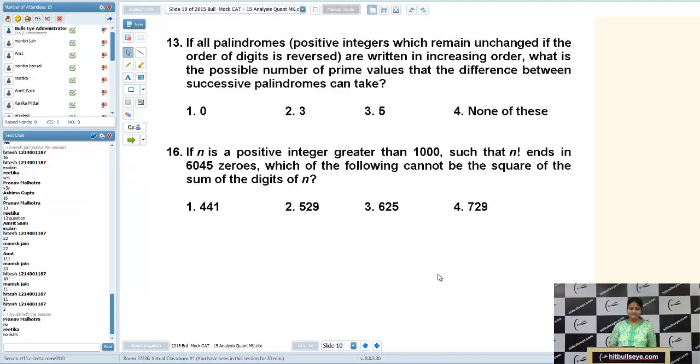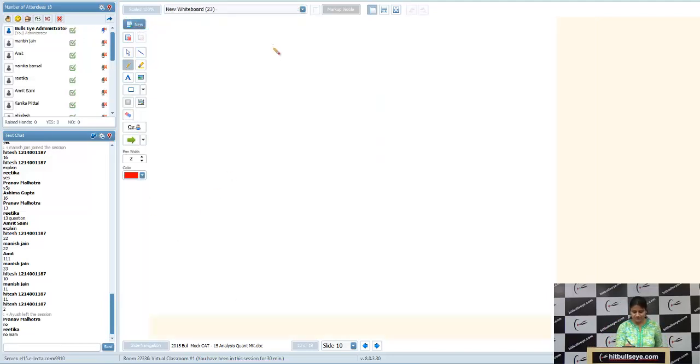It was, if n is a positive integer greater than 1000 such that n factorial ends in 60450 zeros, which of the following cannot be square of sum of digits of n? Actually, we want to find a number whose factorial is ending in 60450 zeros. There can be numerous techniques. See, it's better if you know everything about 100 factorial.